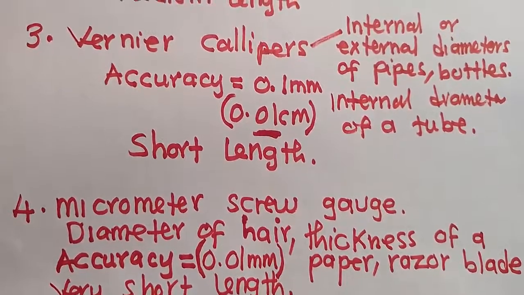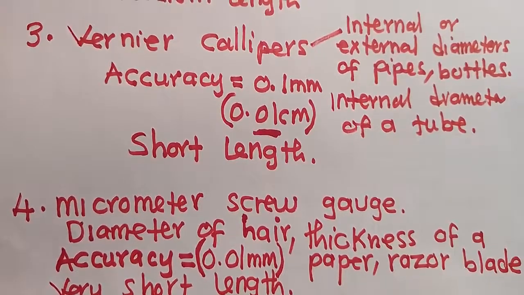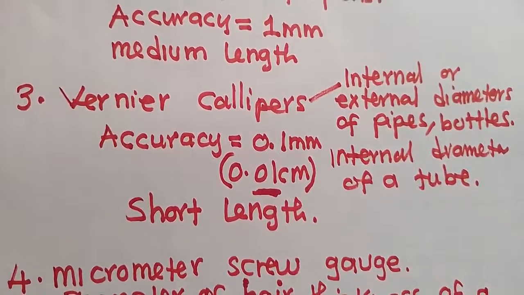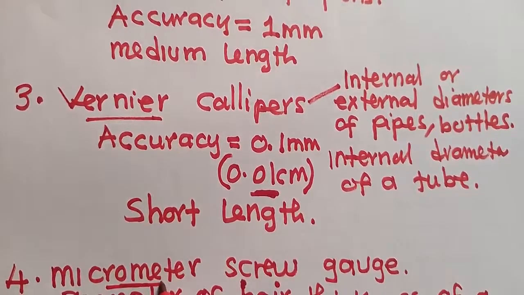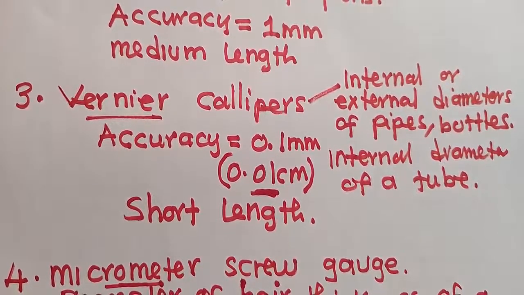If a question comes in an exam, asking what physical quantity a Vernier calipers measures, or a micrometer screw gauge, or it can be a ruler, the physical quantity is length. You know that a quantity is anything that can be measured. We talked about basic quantities and derived quantities. So a Vernier calipers, micrometer screw gauge, ruler, and measuring tape are all used to measure length. You know that length is a physical quantity.